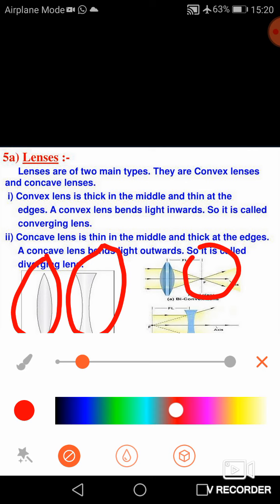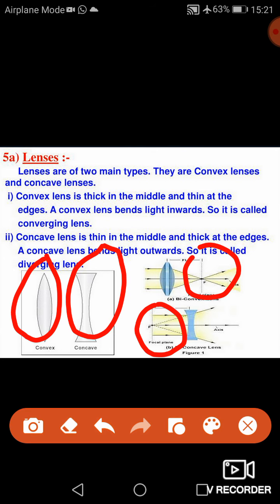Because when the rays of light pass through this concave lens, they appear to diverge from a point called the principal focus of the concave lens. So in this way it appears that all the light rays are diverging in different directions from a common point called principal focus of this concave lens. That's why concave lens is called a diverging lens and convex lens is called a converging lens. Magnifying glass is another name for convex lens.